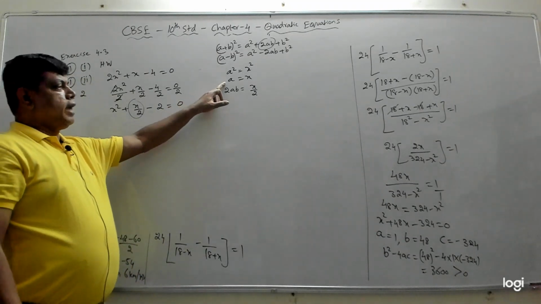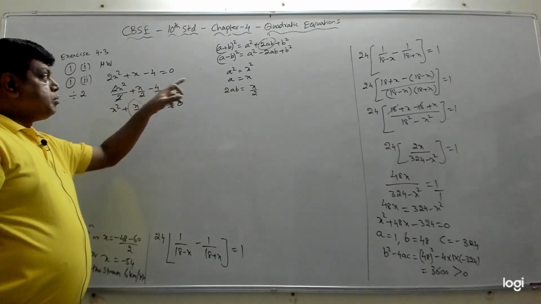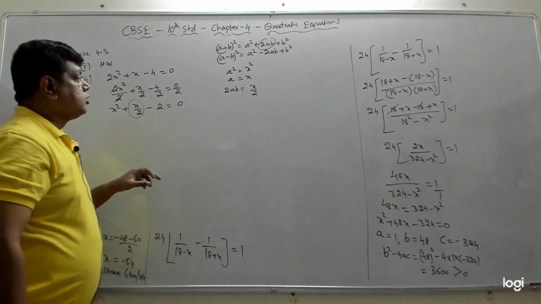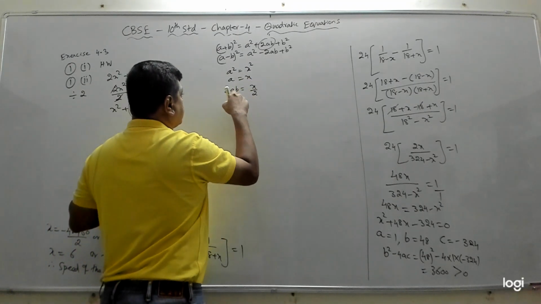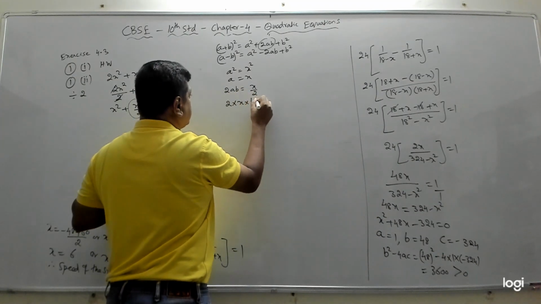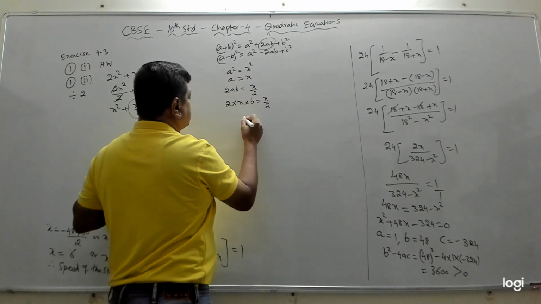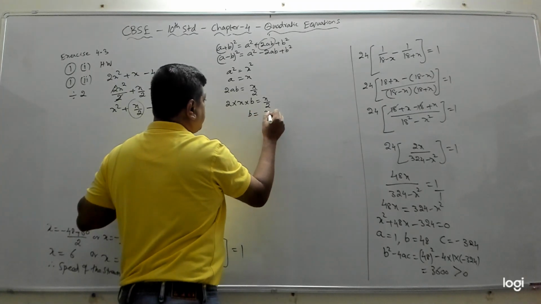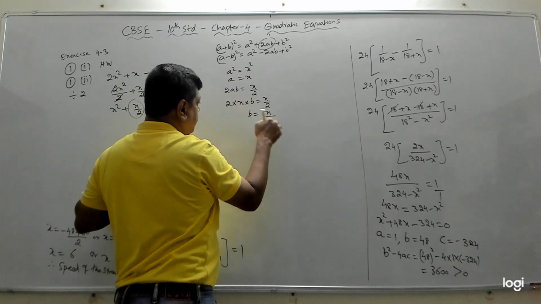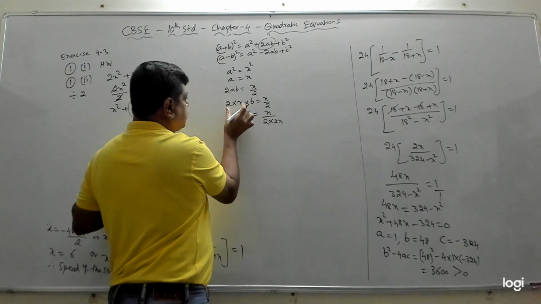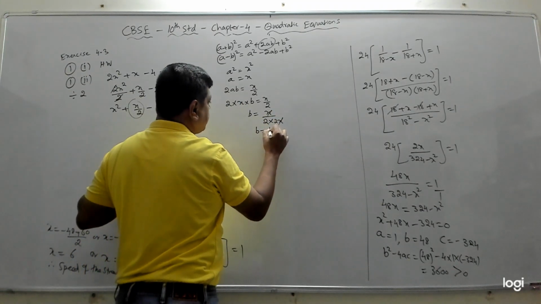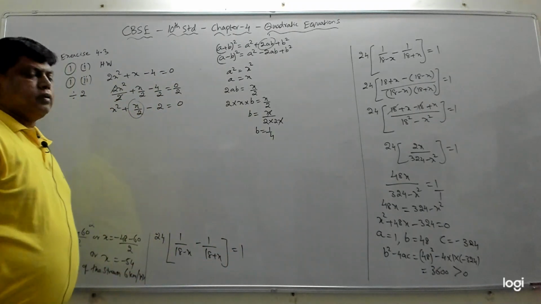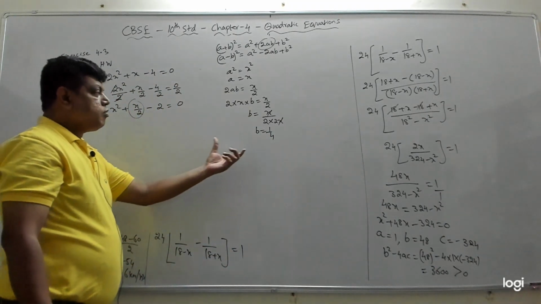Now we have found that a is x. What is b? You have to find b. So 2 into a is x. I am substituting x into b, so b is equal to x by 2. Then this 2 into x will come down, b will stay here, and x will get cancelled. We will get b as 1 by 4. So we have found b now.